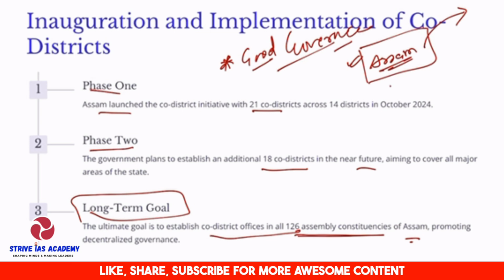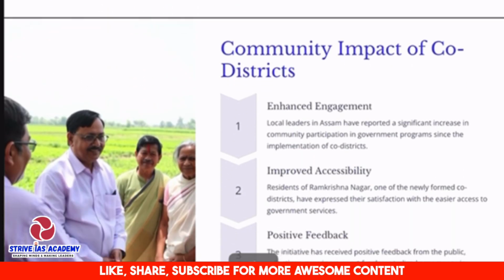Now, there are many cases, like RTI. RTI was a very revolutionary step, but it was only the Tamil Nadu government that implemented it first. Then this system was incorporated throughout India. So there are many best practices implemented by the state governments which later moved to the national level. The co-district model can also become like that system.